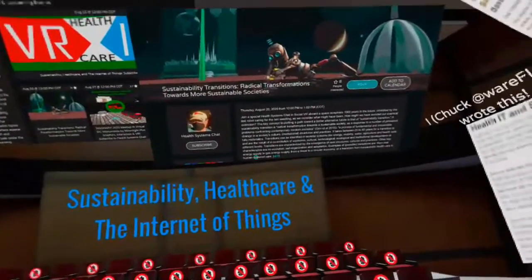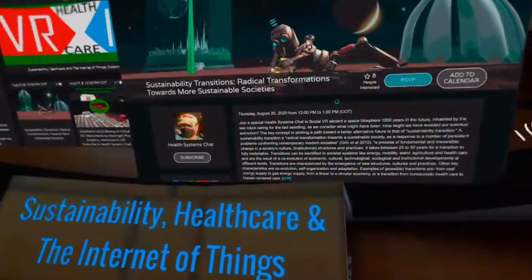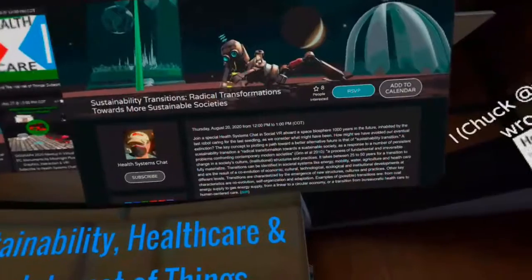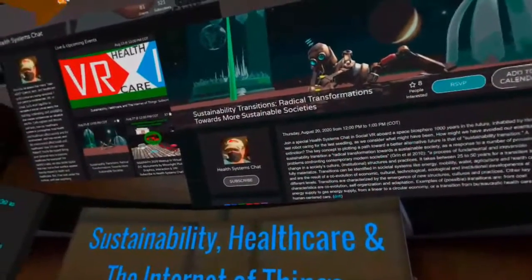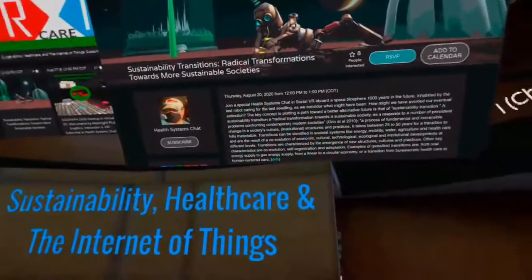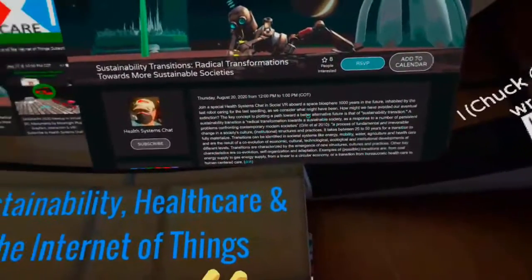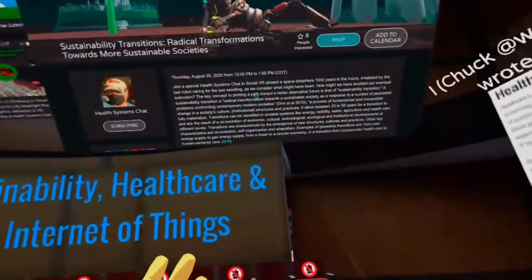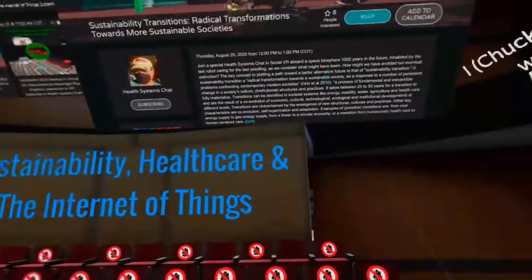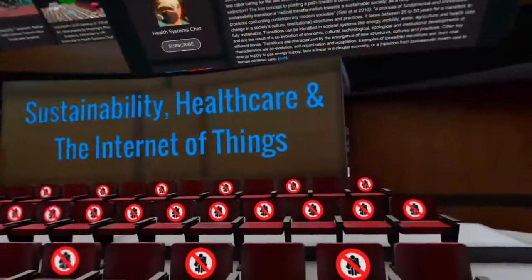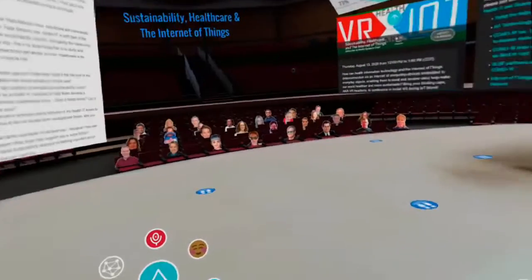And let's see, next week, we're doing sustainability transitions, radical transformations toward more sustainable societies. See the little robot? The little robot is admiring a seedling. And you see, we have kind of like Earth under glass. Join a special health systems chat aboard a space biosphere, 1,000 years in the future, inhabited by the last robot caring for the last seedling. As we consider what might have been, how might we have avoided our eventual extinction? Yes. So it's about alternate histories and futures. And it should be very interesting.